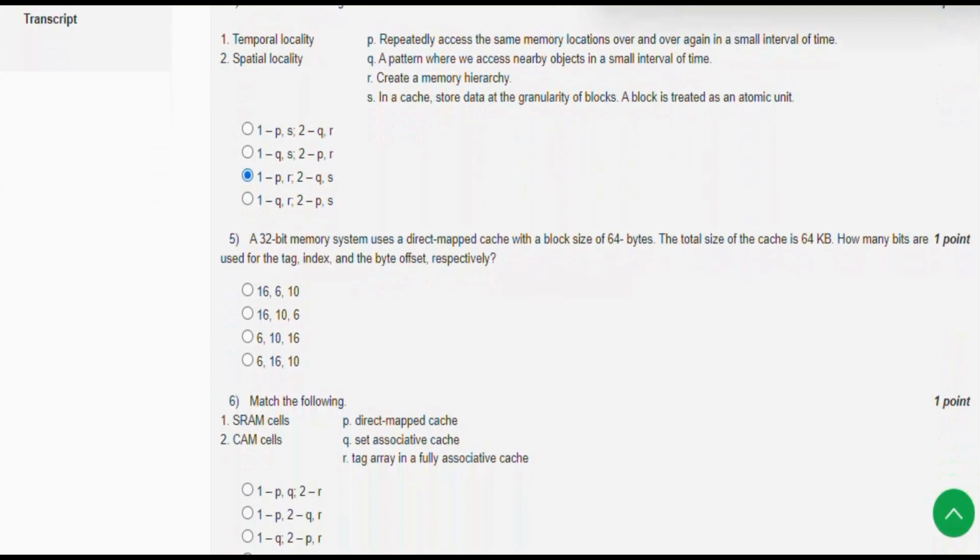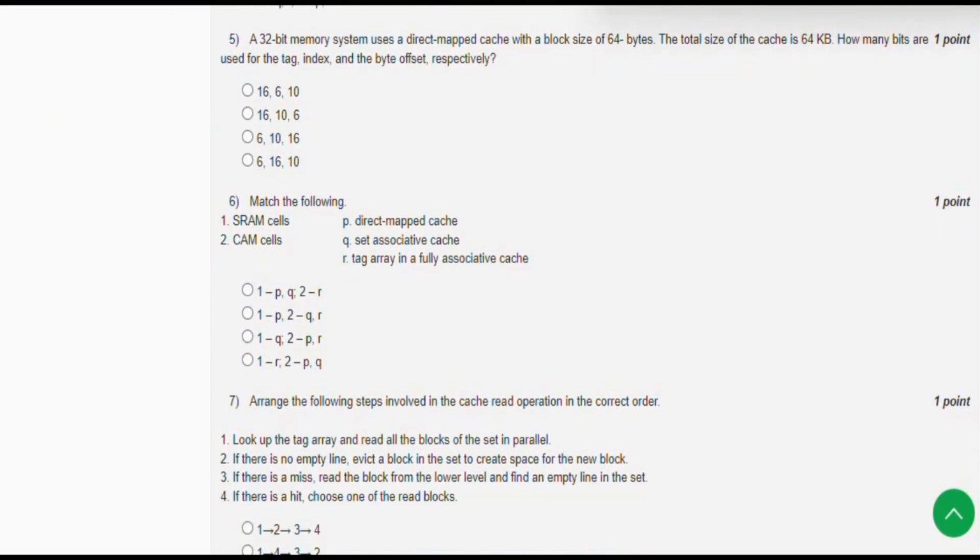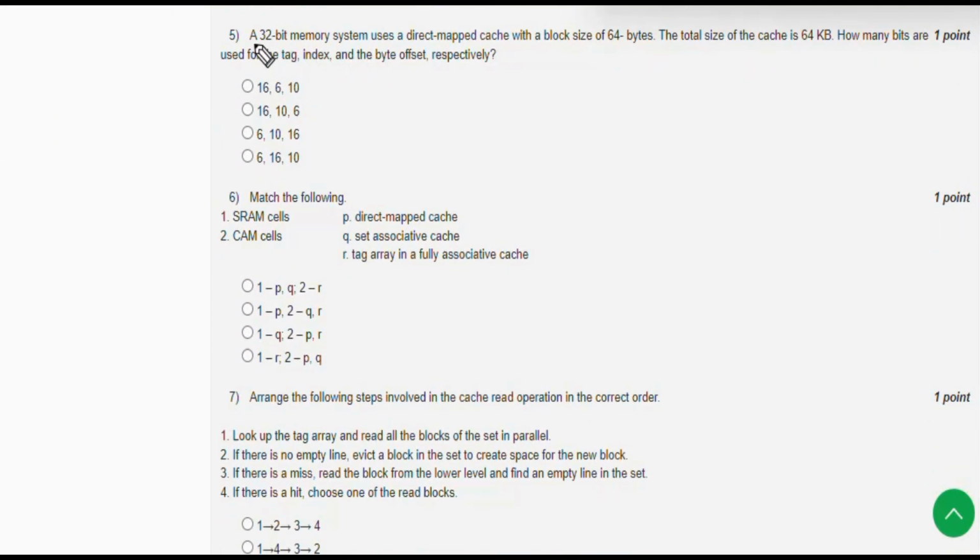Now moving to the next question, question number 5. A 32-bit memory system uses a direct mapped cache with a block size of 64 bytes. The total size of the cache is 64 KB. How many bits are used for the tag, index and the byte offset respectively?